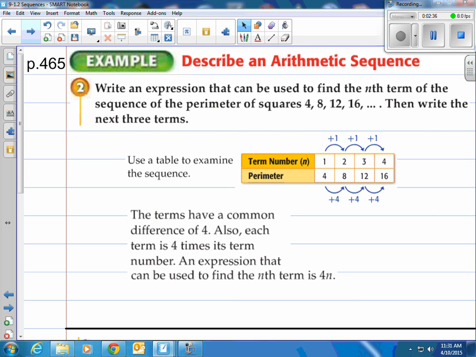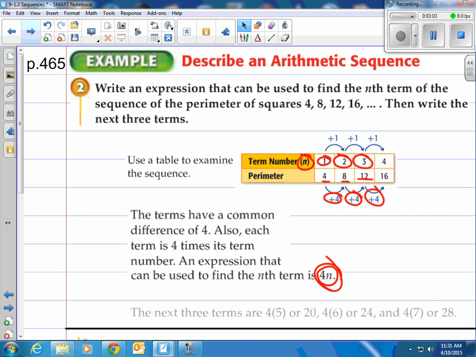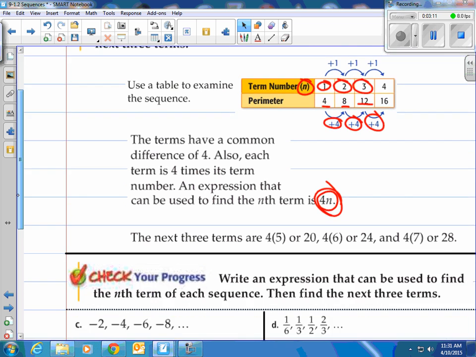So they're telling you that the terms have a common difference of 4. And also, each term is 4 times its term number. So if you take 1 and multiply it by 4, you get 4. If you take 2 times 4, you get 8. See how you're getting these numbers here? 3 times 4 is 12, and so on. Kind of neat. An expression that can be used to find the nth term is 4 times whatever the term number is. Pretty simple. So the next 3 terms are going to be 4 times 5, which is 20, 4 times 6, 24, and 4 times 7, 28.